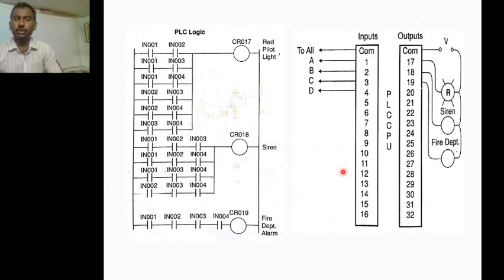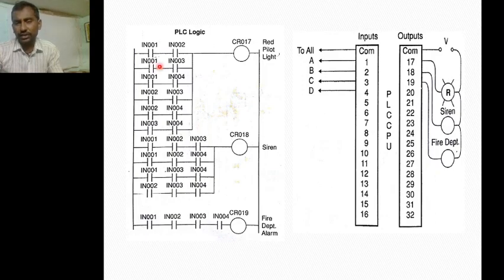So what about the inputs? If any two inputs are on, we have to represent those contacts in series. And for any of the combinations, we can represent them in parallel. Totally we have four inputs: IN001, IN002, IN003, and IN004. So how can we arrange these four inputs?